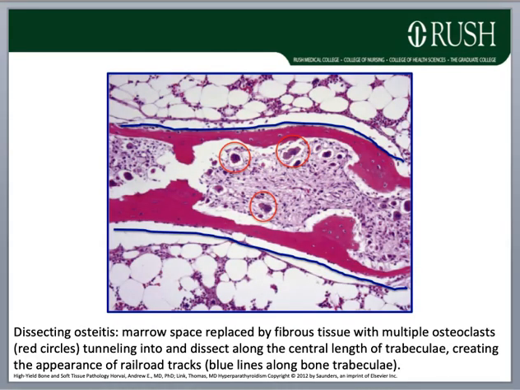And at higher magnification, we can appreciate really what's going on here. The marrow space is replaced by this fibrous tissue. That's all this spindly cell stuff with collagen. And then the circles show multiple osteoclasts, which appear to be tunneling along the longitudinal length of the trabeculae, creating the appearance of railroad tracks. Woo-woo!